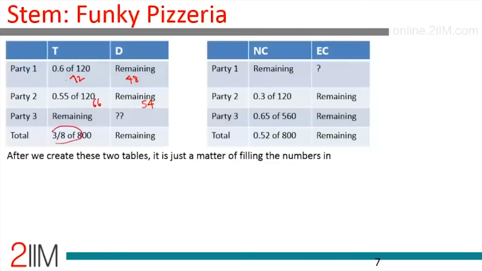This number we've already got, 300. So we can get this. This number remaining therefore should be 500. Therefore we can get this. So this side we fill completely. So it's thin crust and deep dish.